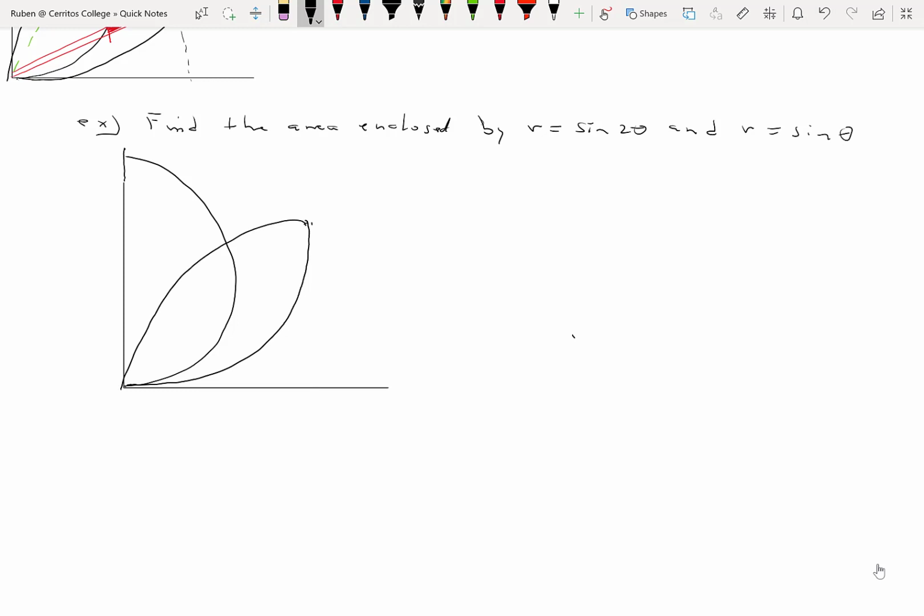I'm getting a little better at this. Previously, I wanted the area inside the rose, outside the circle. Now I want the area that's enclosed by both. I want the area that's inside the rose at the same time inside the circle. So I've drawn two arrows that indicate the area that I'm looking for. So let's find that area. To find this area, we don't use the formula for the area between two curves, even though it looks like maybe we're supposed to use that formula. It's really not.